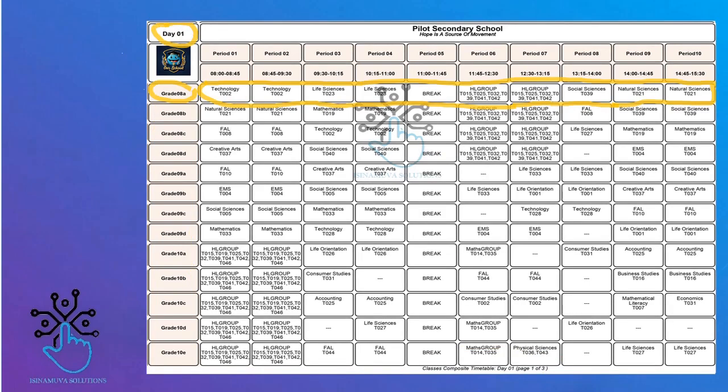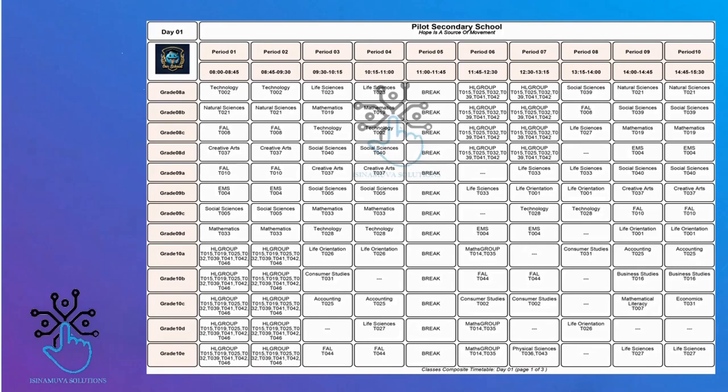The information conveyed by this slide is that on day 1 of the school week, in grade 8A, the first 2 periods are technology lessons taught by teacher T002, followed by another double period of the life sciences subject taught by teacher T023, followed by a break in period 5, followed by another double period of home language subgroup where various home languages are taught by 6 different teachers, followed by a single period of social sciences taught by teacher T039, and day 1 in grade 8A is concluded by a double period of a natural sciences lesson taught by teacher T021. Lessons in the other classes on this day can similarly be interpreted that way.